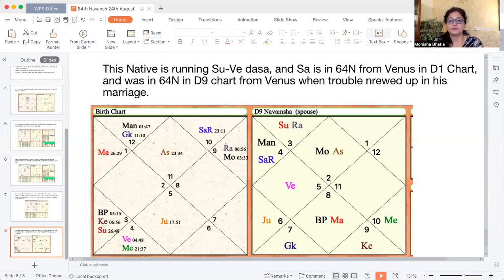So friends, these were some of my observations related to the transit of planets in the 64th Navamsha. So I hope I have been able to convey my point to all of you regarding this Navamsha. And if I happen to learn more through my research on the 64th Navamsha, I will be happily sharing it through my videos. So stay connected.